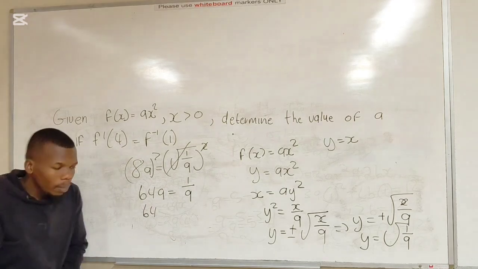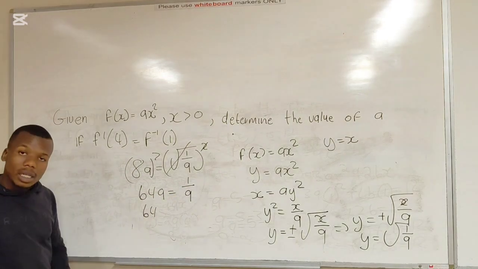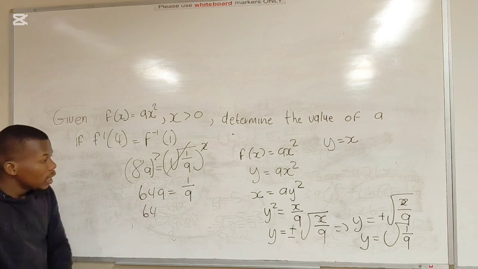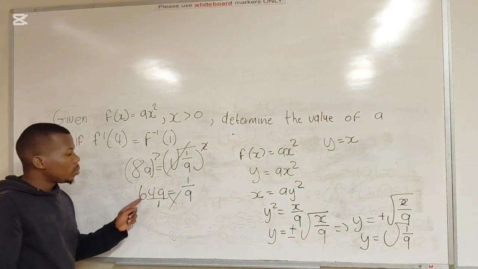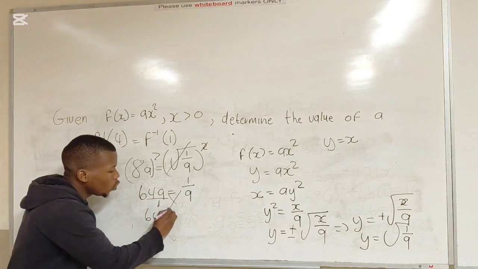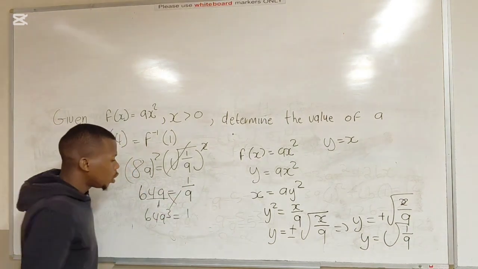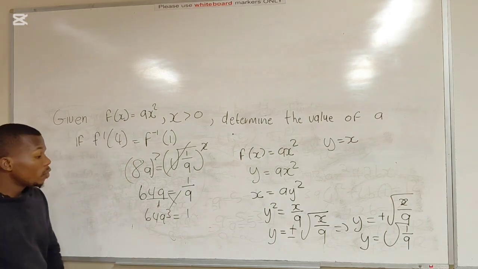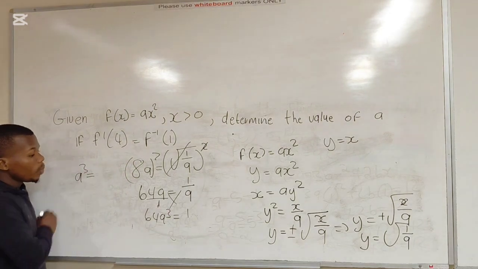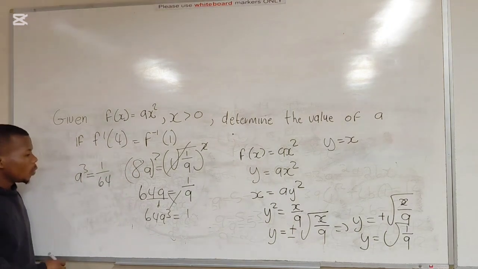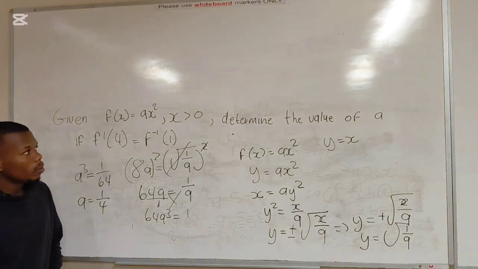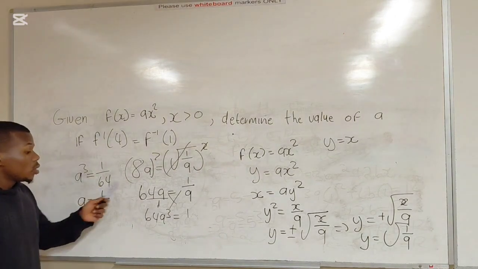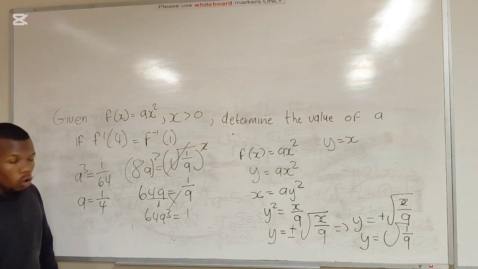Remember, once I see a fraction and an equal sign, I remember to cross multiply. This is going to be a multiplied by 64a squared, which is 64a cubed, equal to 1 multiplied by positive 1, which is 1. Then I will make a cubed the subject of the formula. This means that a cubed is equal to 1 over 64. In other words, my a is equal to 1 over 4. Thank you very much. This means that the value of a is equal to 1 over 4.